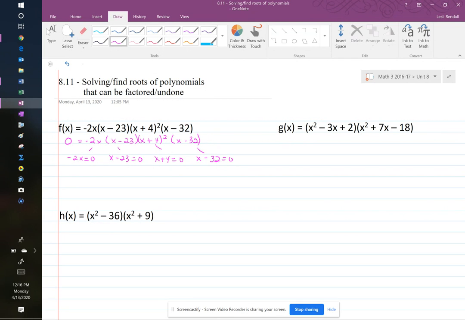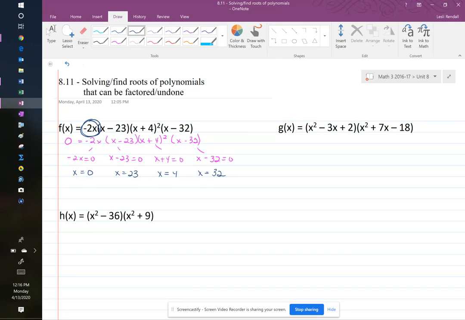So in this is the one that people always forget. So don't forget this one. We get x is 0. Over here we get x is 23. We get x is negative 4. And x is 32. Well, what if it's not already in factored form?